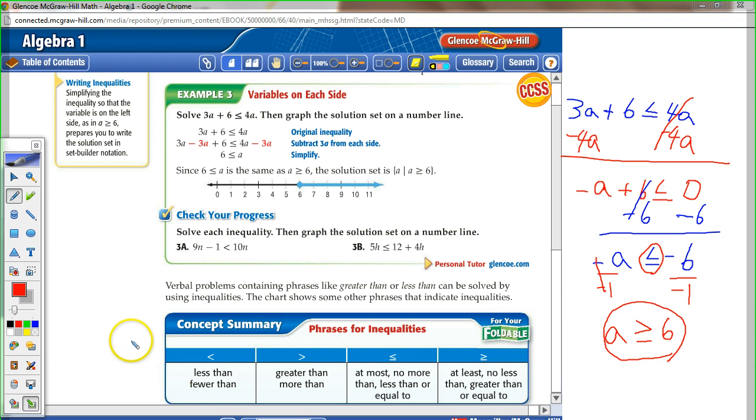A real quick review of all the phrases for inequalities. Less than, fewer than, greater than, more than, at most, no more than, but we usually use the terms less than or equal to, and greater than or equal to.